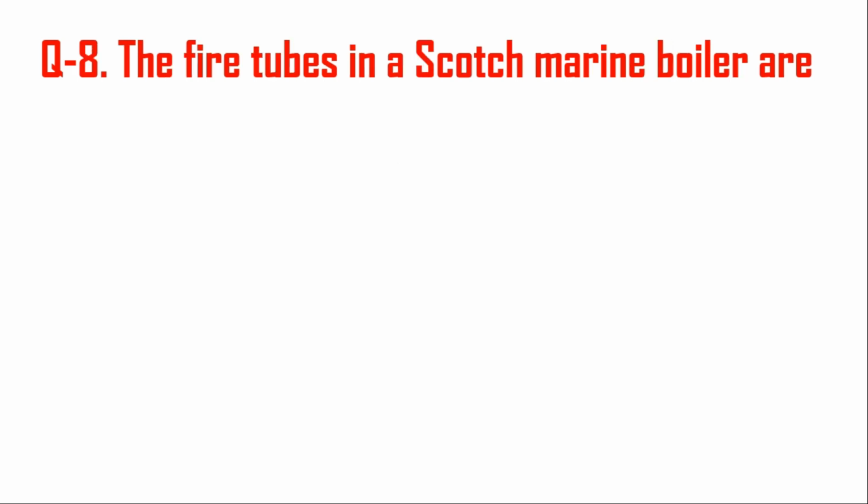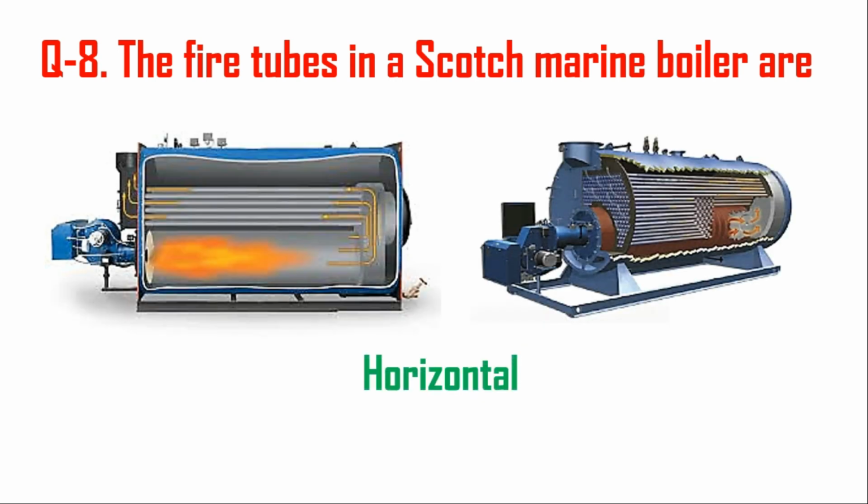Question number 8. The fire tubes in a Scotch marine boiler are dash. Here you can see that this is a Scotch marine boiler, and we have already discussed that a marine boiler is a movable or portable boiler, and the position of the fire tubes is horizontal.